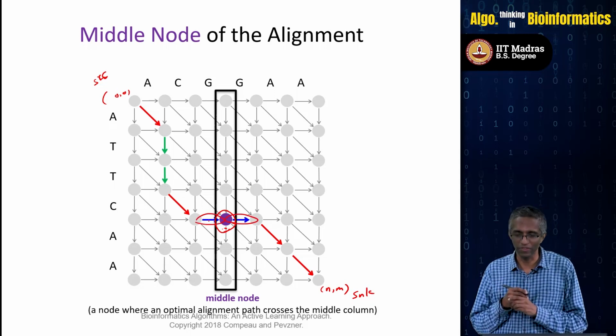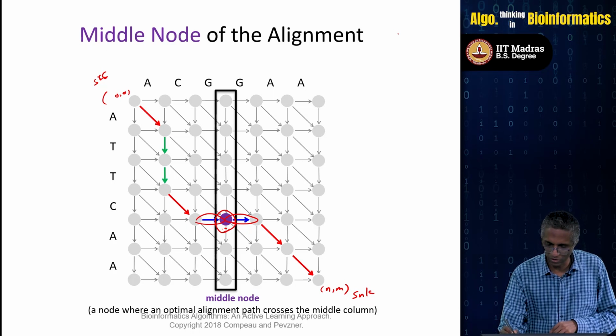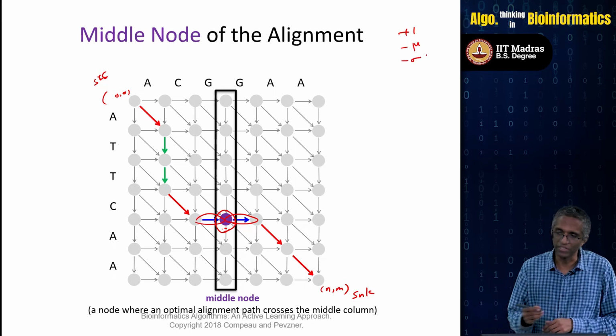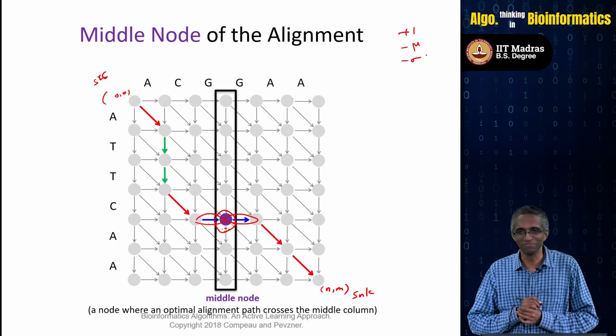Yes. But we are now back in the setting where all the matches are +1, the mismatches are minus mu per mismatch, and the gaps, indels, are minus sigma per gap. We don't have this epsilon complication for now.